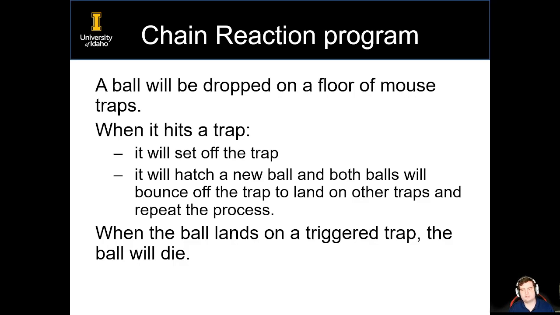So we're going to have a ball that's dropped on the floor of mousetraps. When it hits that trap, it's going to set off the trap, and it's going to hatch a new ball, and both balls will bounce off the trap and land on other ones. If we land on something that's already been triggered, the ball is going to die or stop.